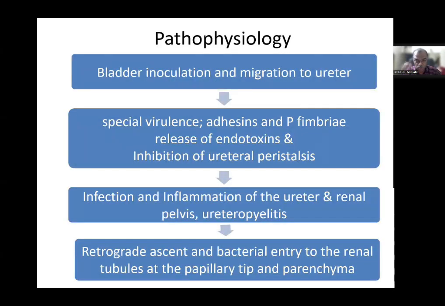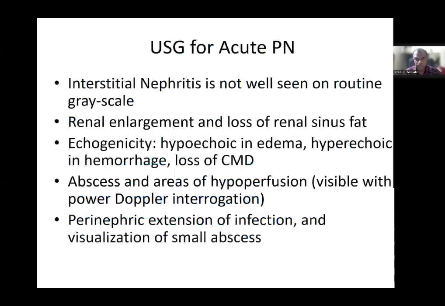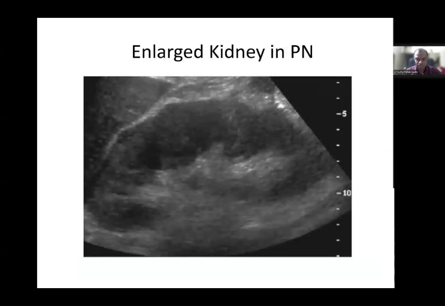So coming to the pathology, most often it is a bladder inoculum which ascends up because of impaired peristalsis. It leads to inflammation of the pelvis, and the uretropelvis goes into the papilla and the parenchyma. And ultrasound in pyelonephritis, initial nephritis may not be well picked up. There is renal enlargement and loss of renal sinus fat. Echogenicity, there can be hyperechoic and hypoechoic areas because of hemorrhage and edema. There can be abscess and hypoperfusion. There is perinephric extension of abscess as it progresses. So very early on, it is just a dilated kidney or an enlarged kidney which is seen.